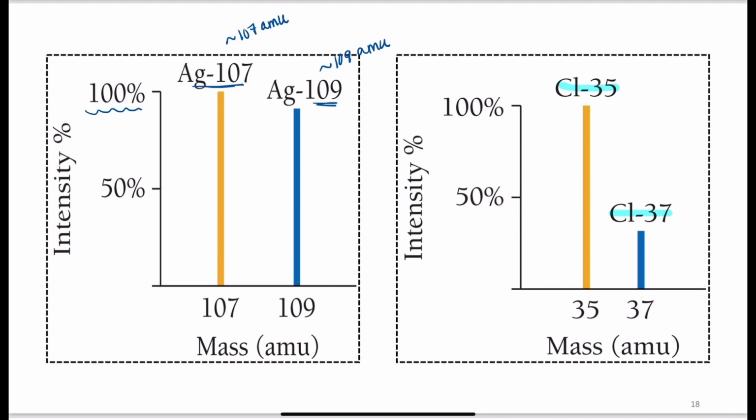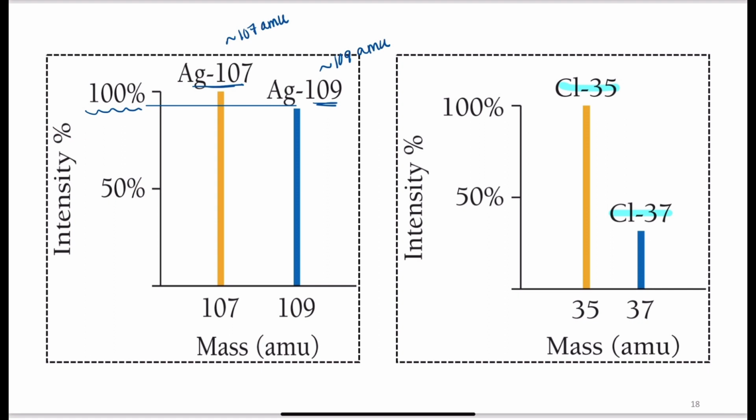It's saying that the highest peak I have is 107. Now, the peak at 109 is very close to that. Not quite there, but very close, right? We're not quite hitting 100%, but we're very, very close. What this tells me is that, again, it's going to be the average of these 2 peaks that make up what we call your actual atomic weight of silver.